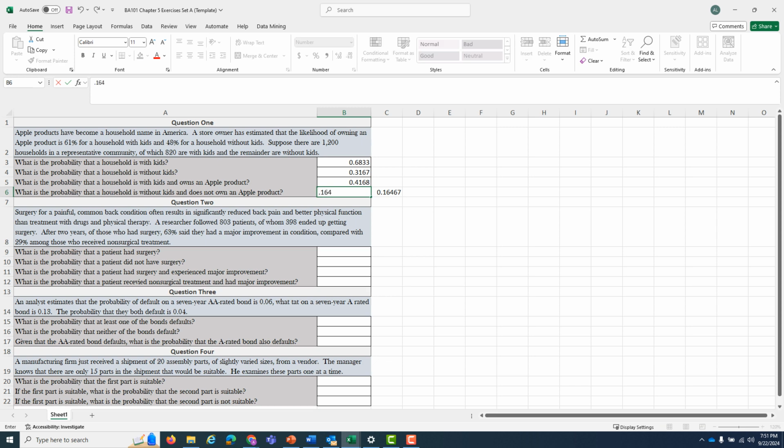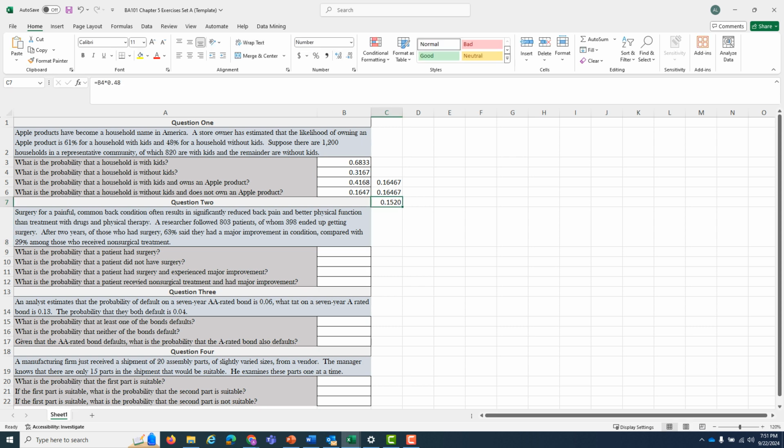0.164, I'm going to round off 7. There's different ways that we can get around to that too. Instead of taking the 1 minus at the end, I could have just said that it's equal to cell B4 times 0.52, because I know that's the probability here that a house without kids is not going to be Apple users. I could have said, okay, let me figure out what the probability is that a house without kids is an Apple user here. So I could have said 31.67 times the 0.48. That would have given me 0.152.